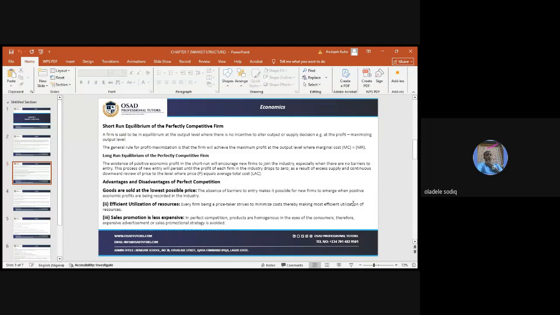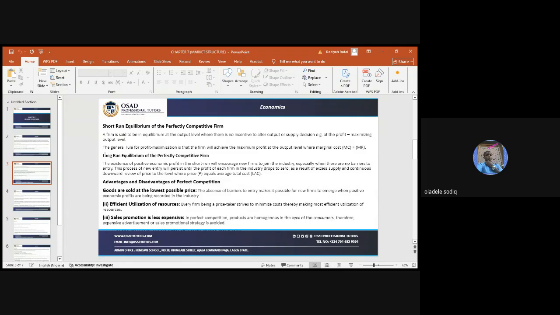And one of the rules in order to maximize profit is that the firm, that is the seller, will achieve the maximum profit at the output level where marginal cost is equal to marginal revenue. And I remember I mentioned that marginal cost is the cost of the extra unit of product that is being produced, whereas marginal revenue is the extra revenue that you realize on the extra unit that is being produced or sold. So that is for short run equilibrium in a perfectly competitive firm.